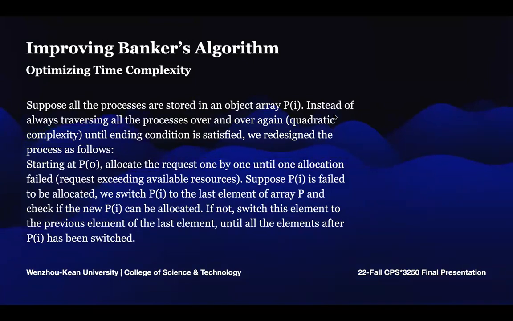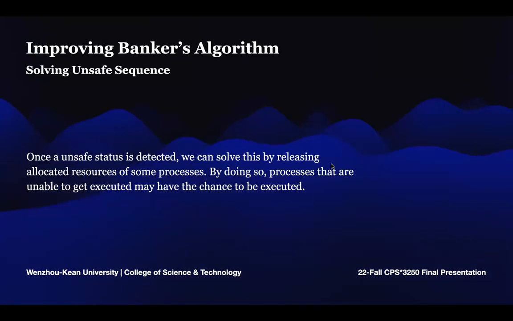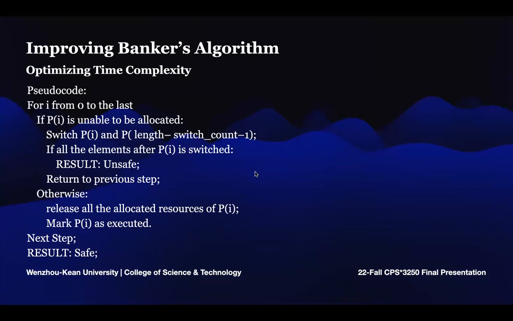Next page is about pseudocode. The pseudocode, now we can see there is only one loop in our algorithm, and the most important change is that we use a swap to move the process Pi to the end of the array.